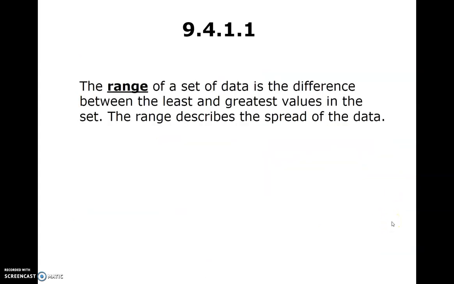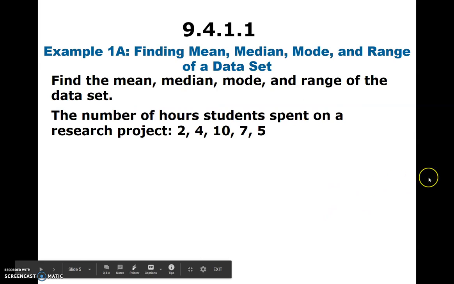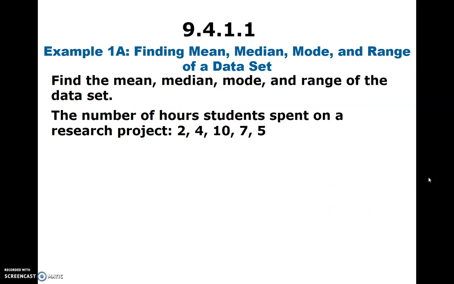Okay, your range of a data set is just the difference between the greatest number and the smallest number. Okay, so we're just going to subtract largest versus smallest. This just describes the spread of the data, or how far spread out all of the values are. So we can find the mean, median, and mode, and the range doing a little bit of calculation here.